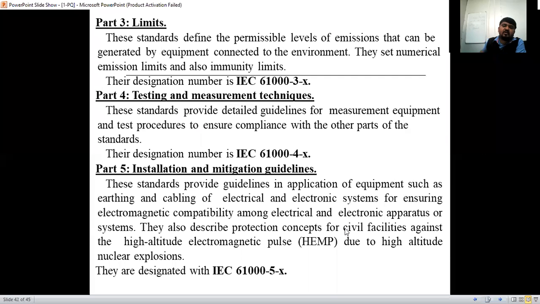Okay. So the third one is called limits. First one is general, second is environment, third is limits. Every device has its own limits. These standards define the permissible levels of emissions that can be generated by equipment connected to the environment. They set numerical emission limits and also immunity limits. What are the numerical emissions and how are the immunity limits set?